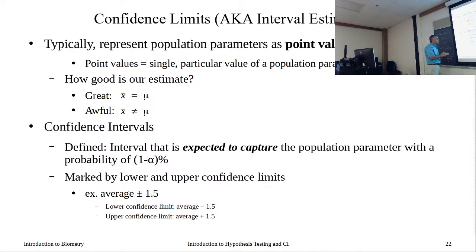It's defined as the interval that is expected to capture the population parameter with a probability of 1 minus alpha. This "expected to capture" is important, and that's why I emphasized it with bold and italics. If we work with a 95% confidence interval, our alpha is 0.05. 1 minus 0.05 gives us a 95% confidence interval. So we're 95% confident that that interval captures the population parameter.